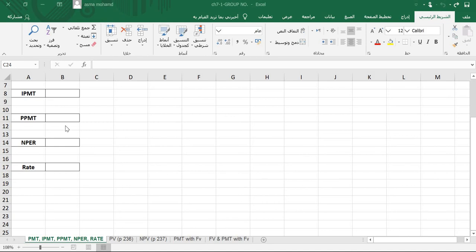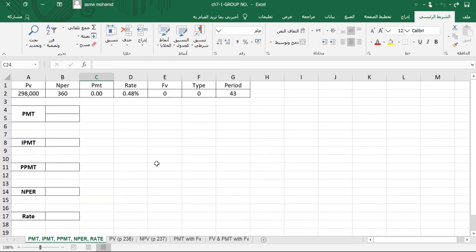This is the second part of our chapter. It's the payment part. In the payment part, we will cover 8 payment functions. These are the 8: PMT, IPMT, PPMT, NPER, RATE. Also, we cover the net present value, the future value, and also the present value. So let's get started.